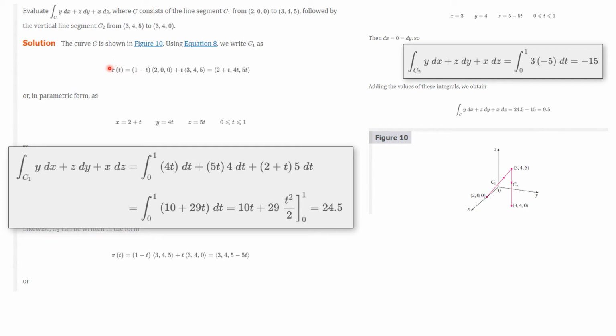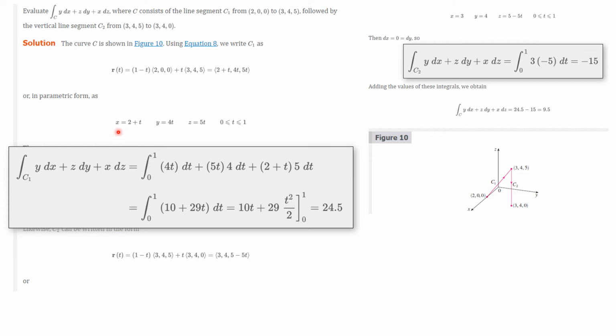Now, one thing that you have to do to start with, and here's what you're doing. C1 goes from here up to here, and C2 goes from here to there. So those are two different curves, and you have to be parameterizing them separately. And we parameterize these as lines. So r of t for the first one is going to be 1 minus t at the point where we start. So when t equals 0, that's where we are. And when t equals 1, you're going to be at 3, 4, 5. And we can simplify that, and we get that this is pointy bracket 2 plus t, 4t, and 5t.